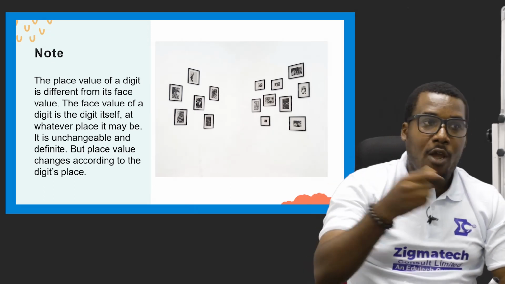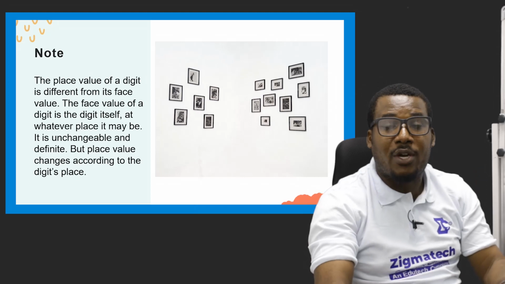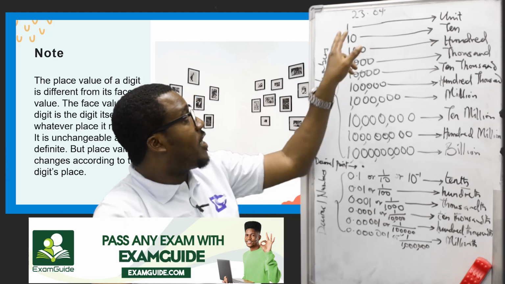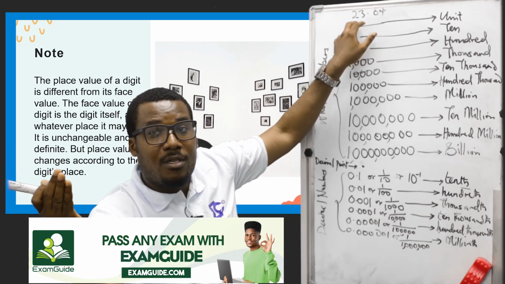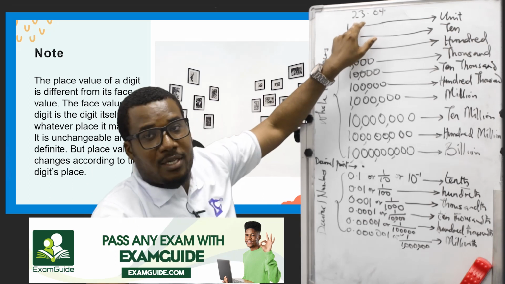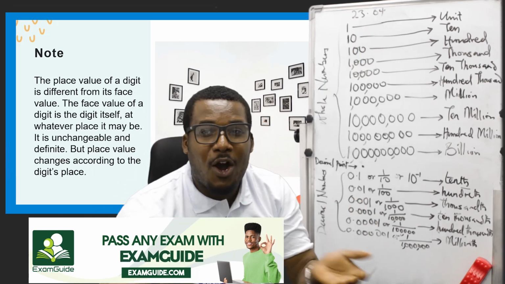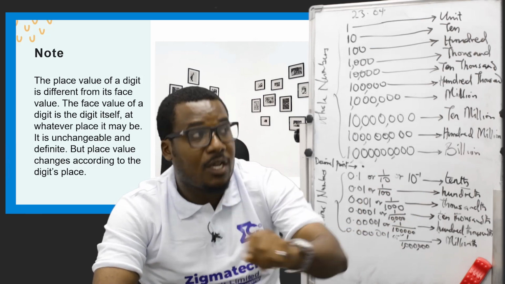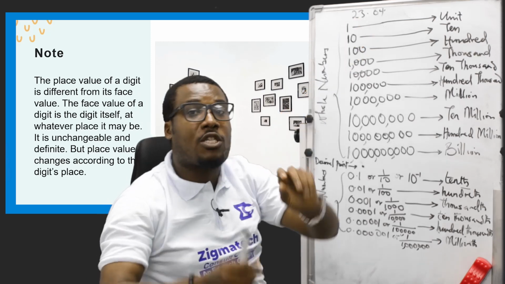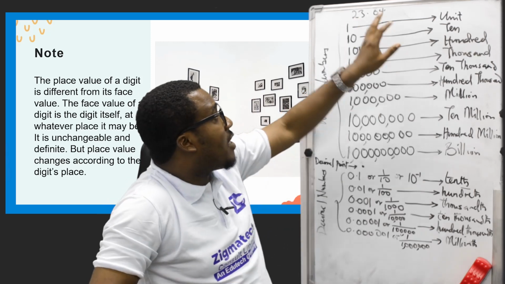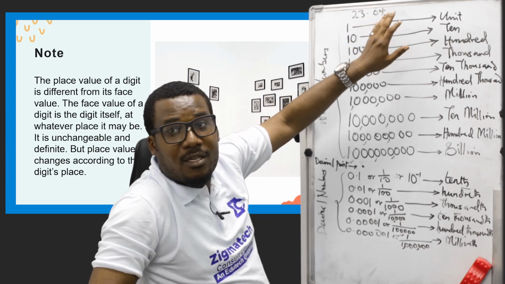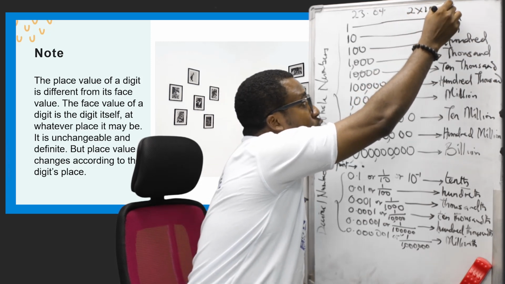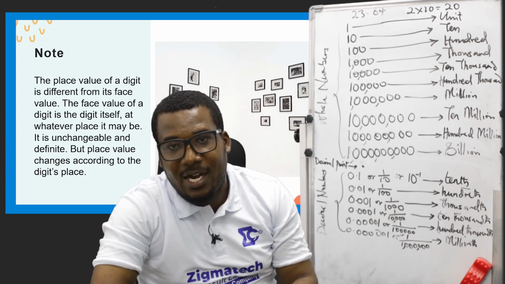For example, going back to the illustration we have on the board here, 23.04. The face value of this digit is actually 2. But the place value is 20. Why? Because 2 is 2 under the counting numbers, 1, 2. You didn't call it 20, you call it 2. Thus, the face value is 2 here, but because of its position, its placement, it is now under the tens position. Thus, it's now 2 times 10, hence it gives you 20 as the place value.